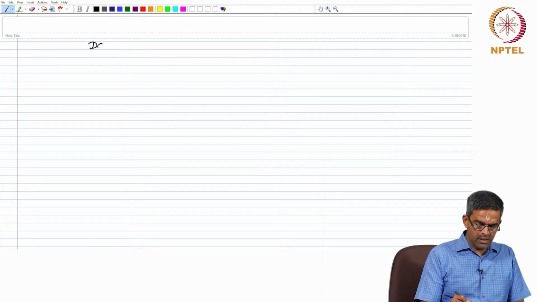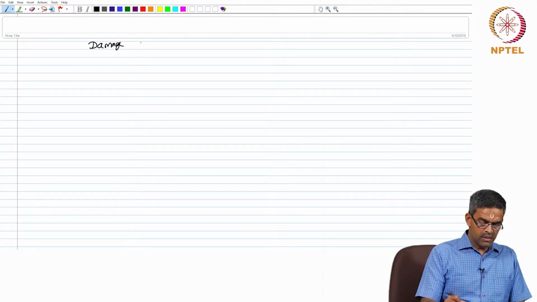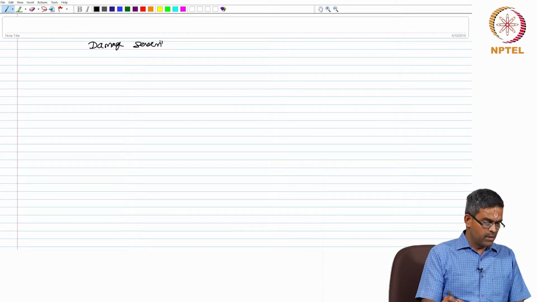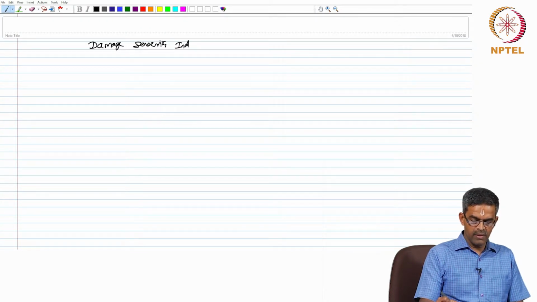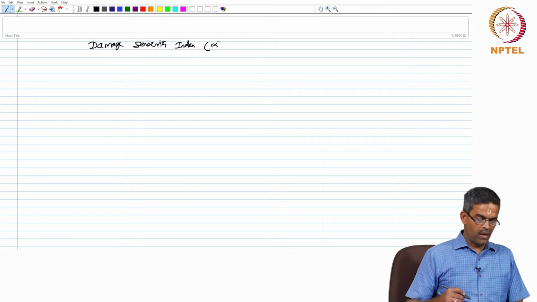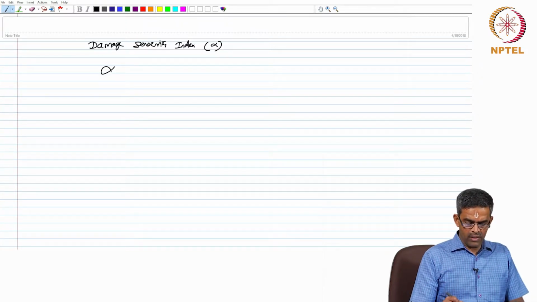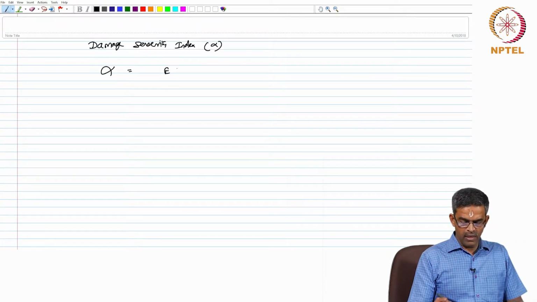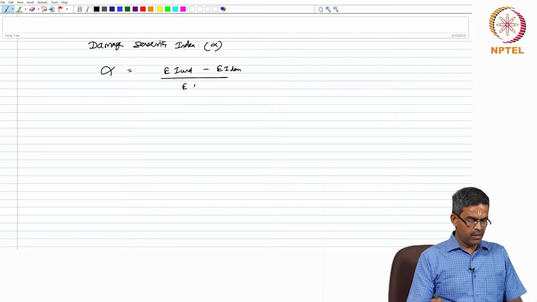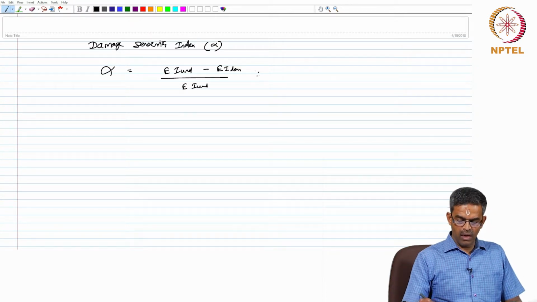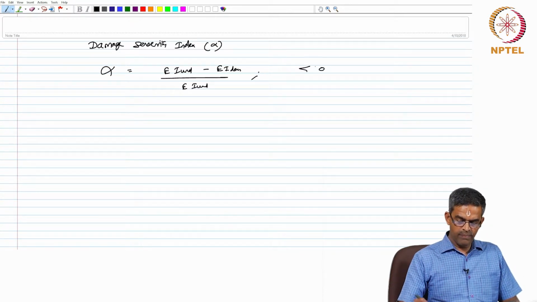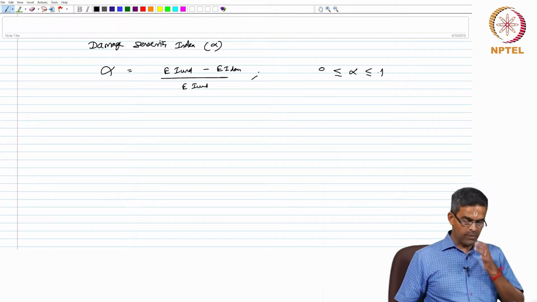One can establish a damage severity index alpha. So, alpha is given by EI undamaged minus EI damaged, divided by EI undamaged, where alpha varies from 0 to 1.